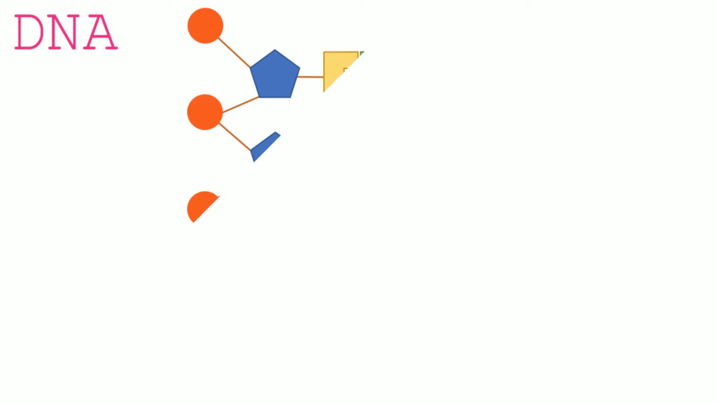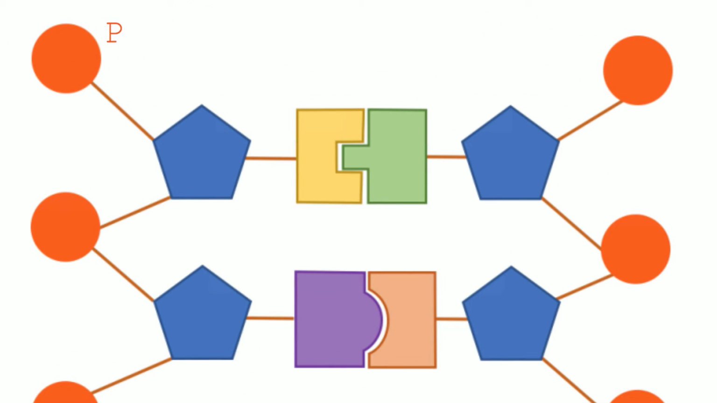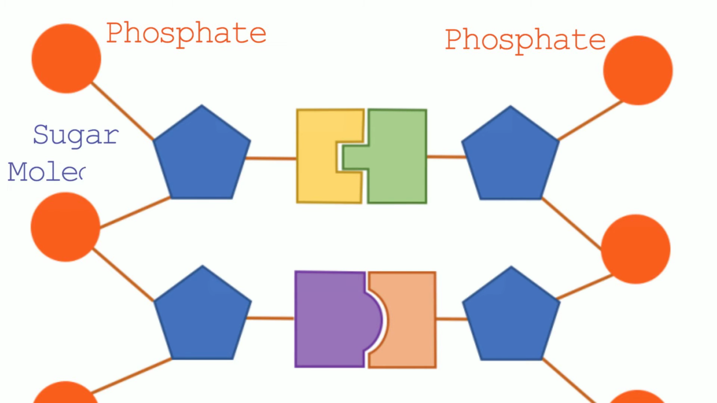So let's have a closer look at nucleotides. Each nucleotide contains a nitrogenous base, a sugar molecule, and a phosphate group. The phosphates are always found on the outside, and these are the orange circles in the diagram. The phosphates are joined to the sugar molecule, and on the diagram these are the blue pentagons. Like with phosphates, there are 2, so there's 1 on each side.